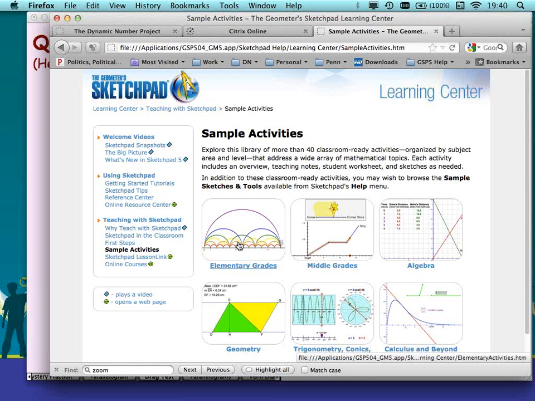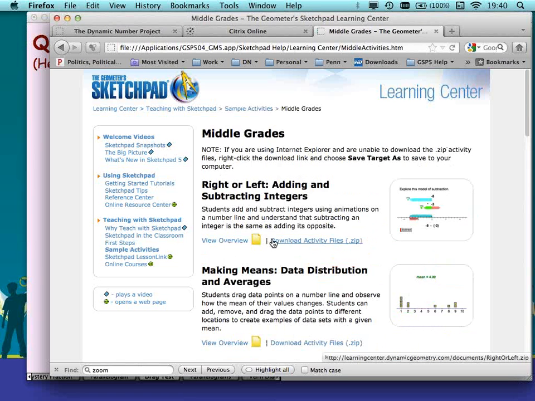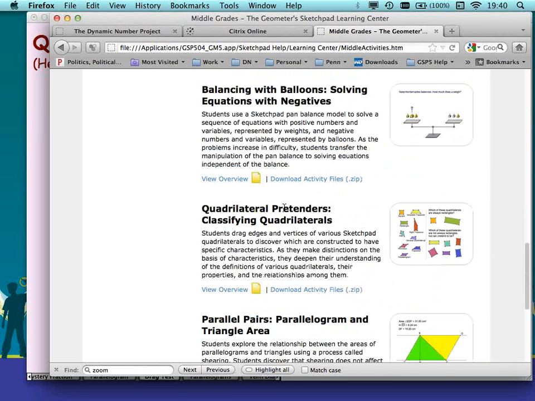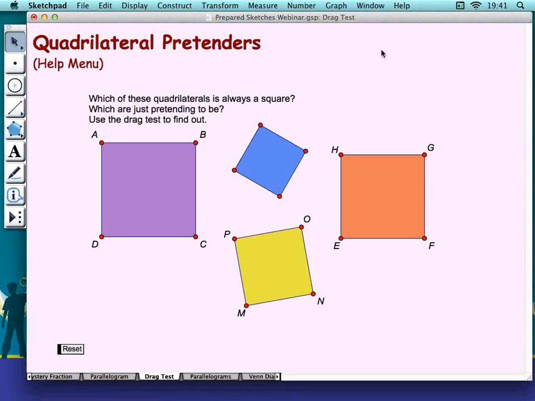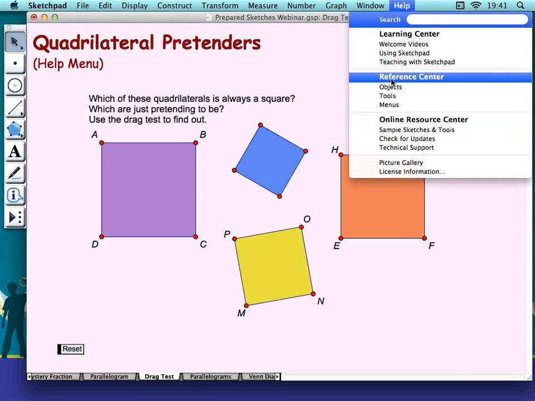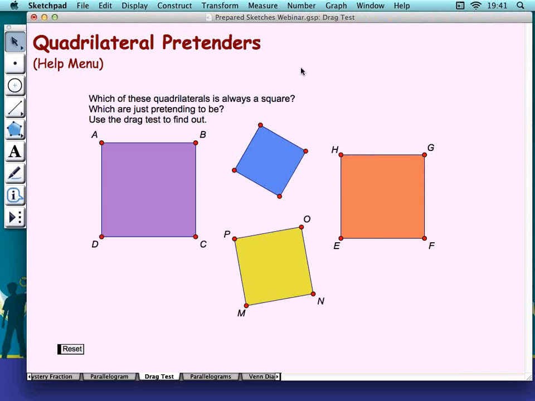A number of the activities I took came from elementary grades. This particular one comes from the middle grades. And if we just scroll down, we see the Quadrilateral Pretenders activity. You can download the activity files right here. So many of these activities you can get to right straight from Sketchpad's Help menu. The Help menu, by the way, with the welcome videos, the tips on using Sketchpad, teaching with Sketchpad, sample sketches and tools, the reference center is the most underused feature of Sketchpad that there is.